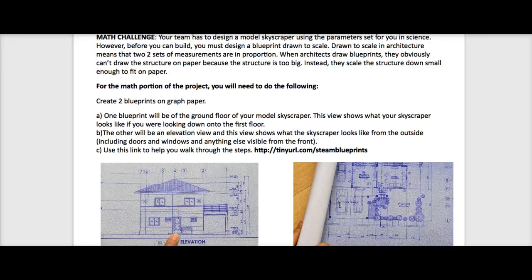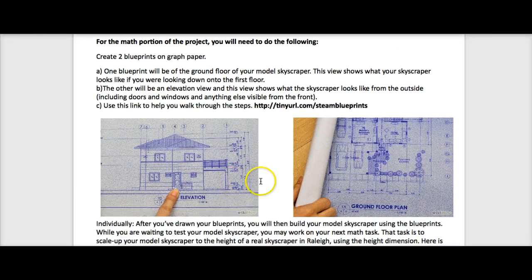So what that means is if your building is 12 inches tall, you're first going to have to convert that into centimeters, and then from there scale it down to 1 block is 2 centimeters. So you're going to make a lot of ratios and proportions to get your drawing going.